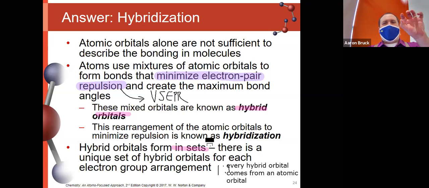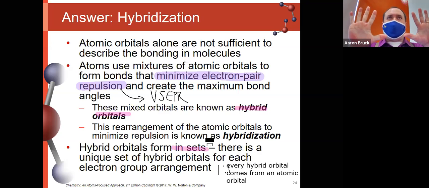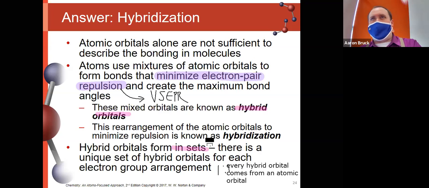So if I have a steric number of 5, I'm going to have 5 hybrid orbitals. They are going to be derived from 5 atomic orbitals. If I have a steric number of 3, I'm going to need 3 hybrid orbitals, which are derived from 3 atomic orbitals. It's a 1-to-1 ratio. My steric number, my hybrid orbitals, and the atomic orbitals that they came from all speak in terms of the same language. They're all the same number of orbitals.